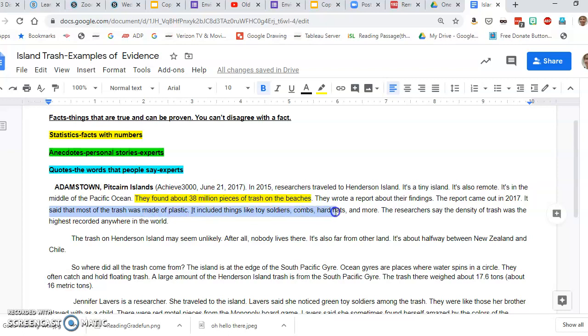And we have to imagine at this point that I'm writing an essay about the problems of plastic in the ocean. All right, I'm going to underline this. The researchers say that the density of trash was the highest recorded anywhere in the world. That's also an important fact for me. It's significant. So I'm going to underline it.